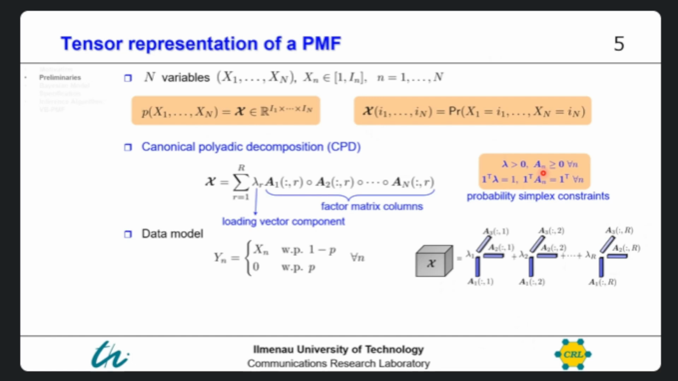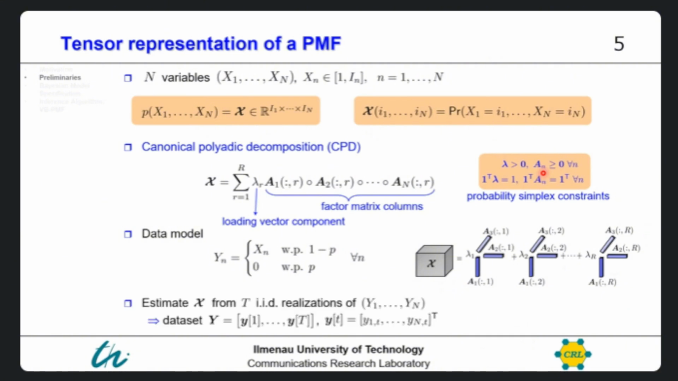And then we use the same data model that we had before. We observe a variable Y_n which, with probability 1 minus p, is equal to X_n, and it is missing with probability p. We want to estimate the joint PMF tensor from T observations of the random variables. So we have a data set, capital Y, that has all the observations.